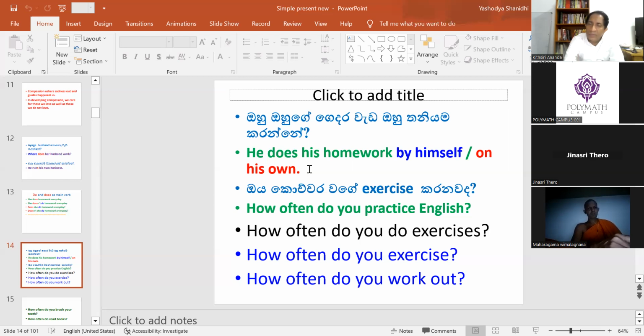How often do you brush your teeth? How often? How many times? How often do you sweep the house?